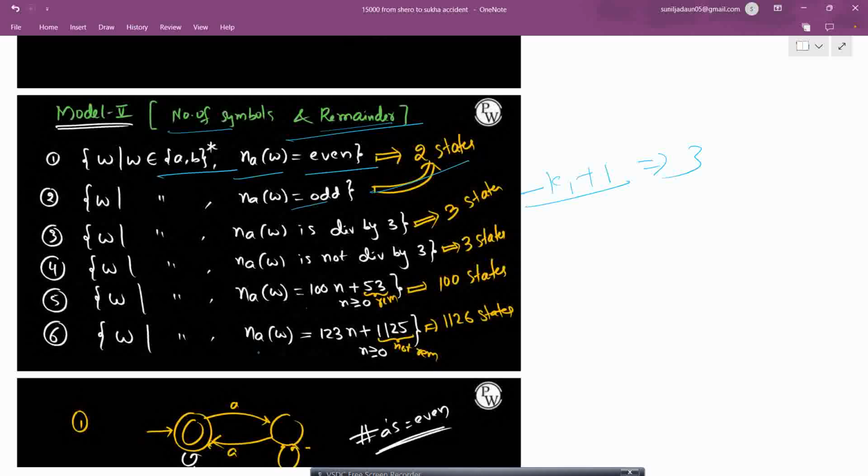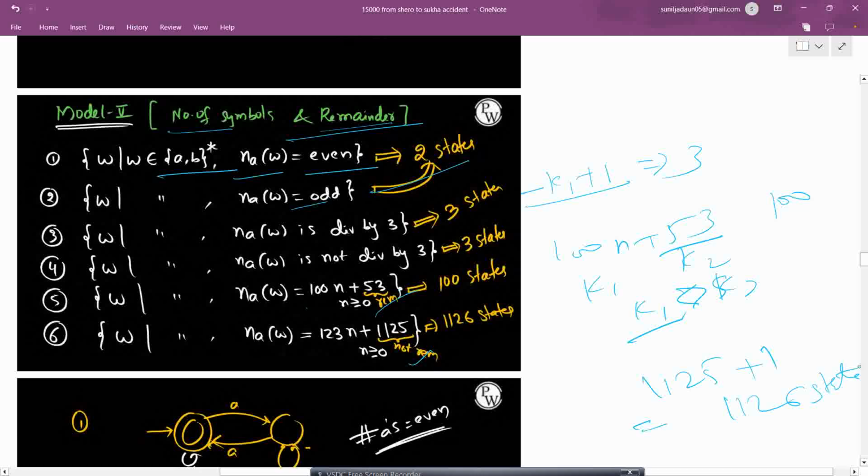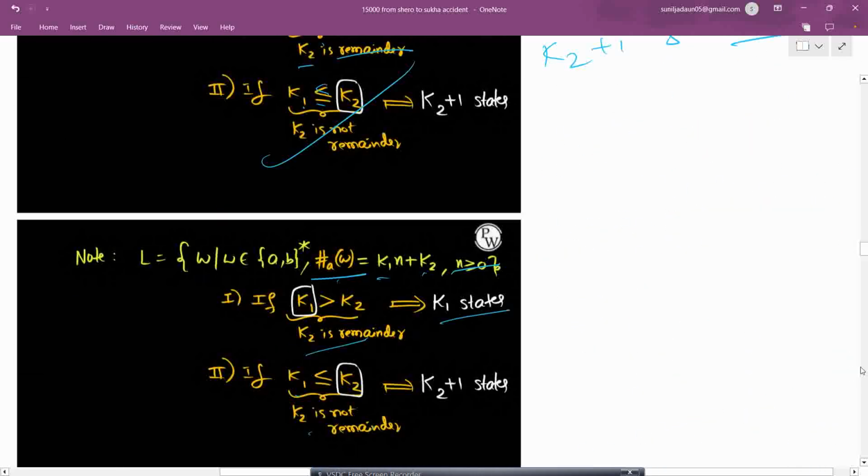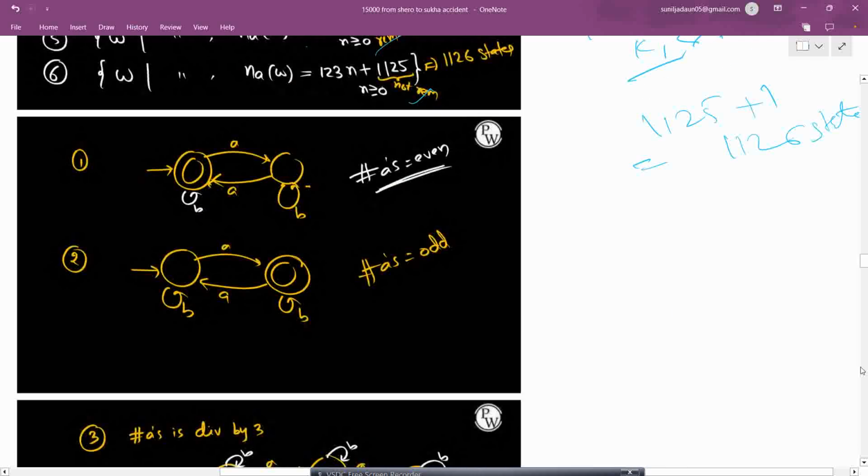If the number of a's is equal to 100n plus 53, this is K1 and this is K2. K1 is greater than K2, so this is the remainder. How many states are required? K1 states, so 100 states are required. But if this is not the remainder, how many states are required? 25 plus 1, so 26 states are required. Alright, this is the case here. Model 5.